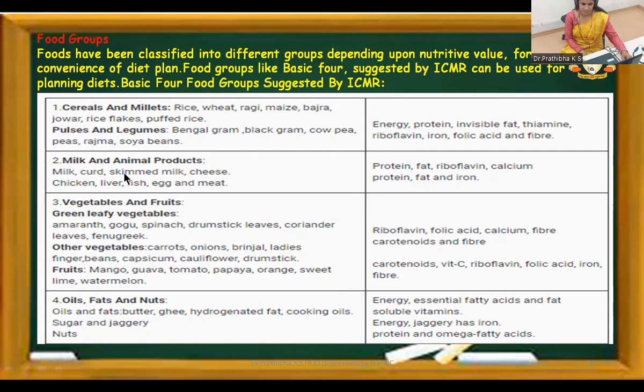Then the second one is milk and animal products. The third one is vegetables and fruits, including green leafy vegetables. The fourth one is oils, fats, and nuts. So these are the four food groups suggested by ICMR. You can take a screenshot and make a note of this information about food groups. For your first internal test, if you study this much, that is more than enough.